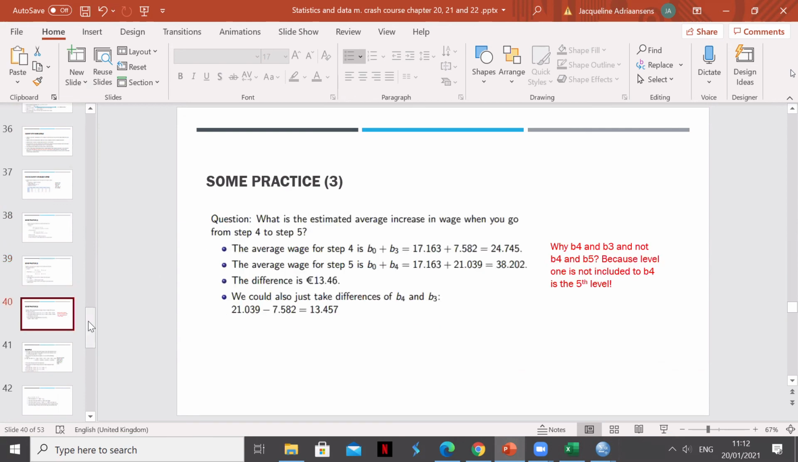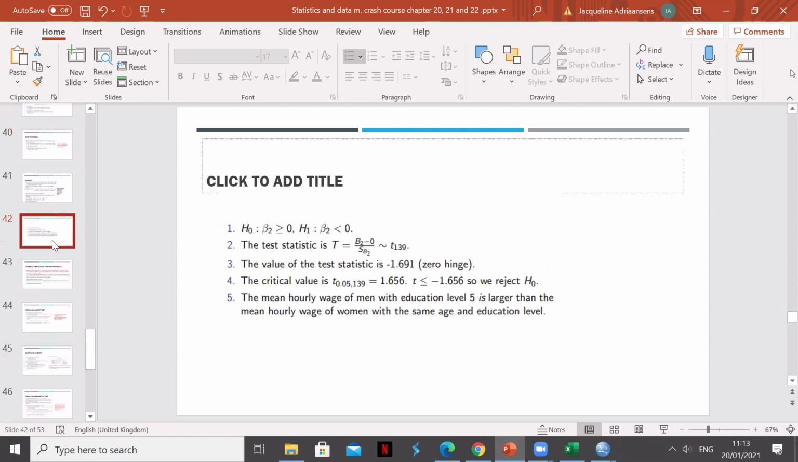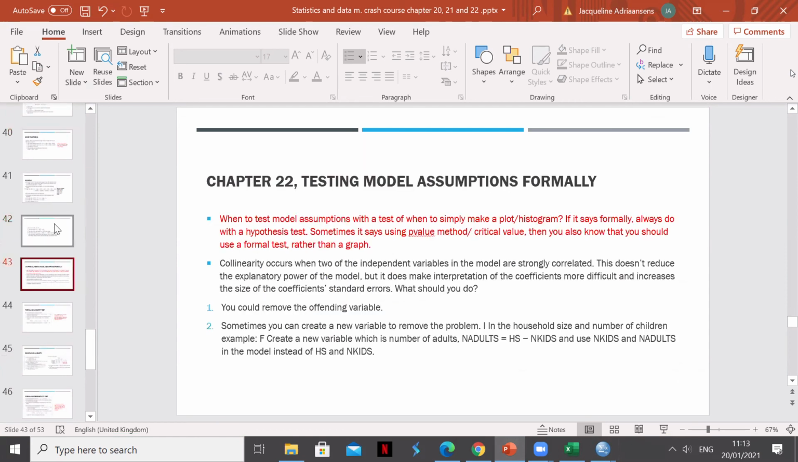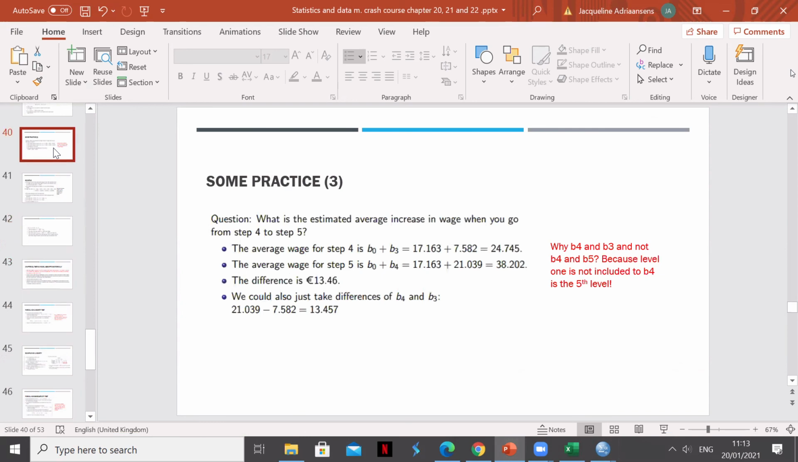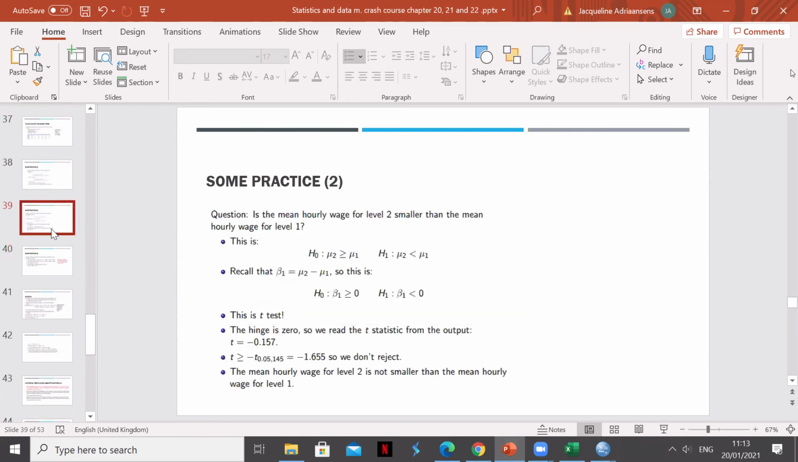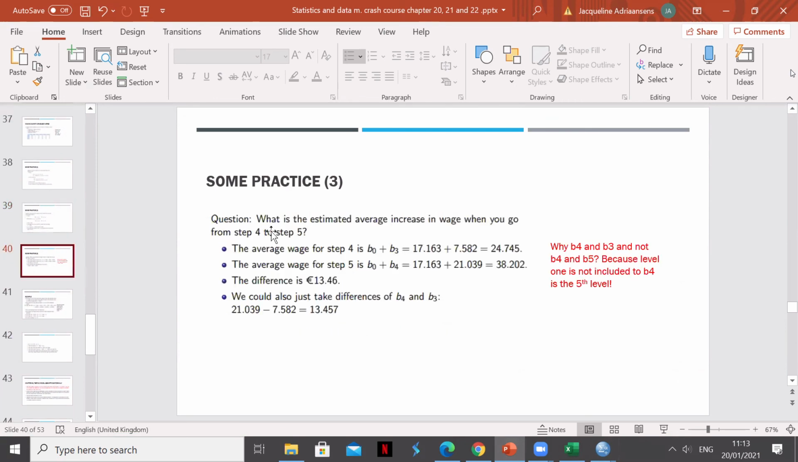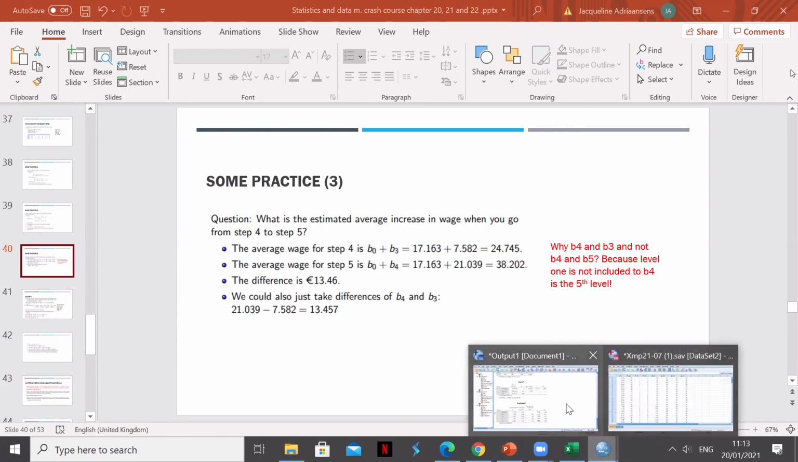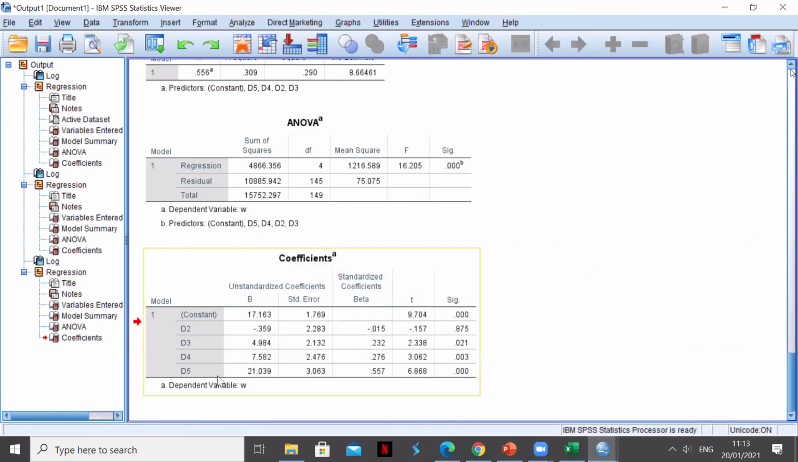And let's do one more example, I think. Yeah, we can do one more example and then we can have a small break. Here we were. Question: what is the estimated average increase in wage when you go from step 4 to step 5? Okay, let's look at their output.